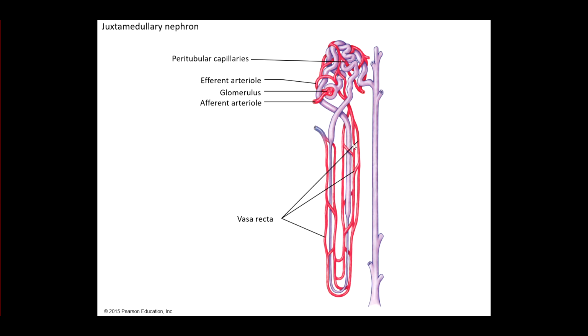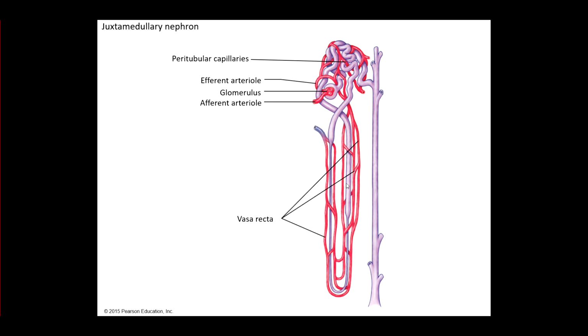It's just a longer nephron. Its position is a little bit different. So you can see here, here's the afferent arteriole going into the glomerulus, and then the efferent arteriole coming out, right? And then we would have these peritubular capillaries, which extend way down into the renal medulla. Again, we'll cover this in a subsequent lesson.